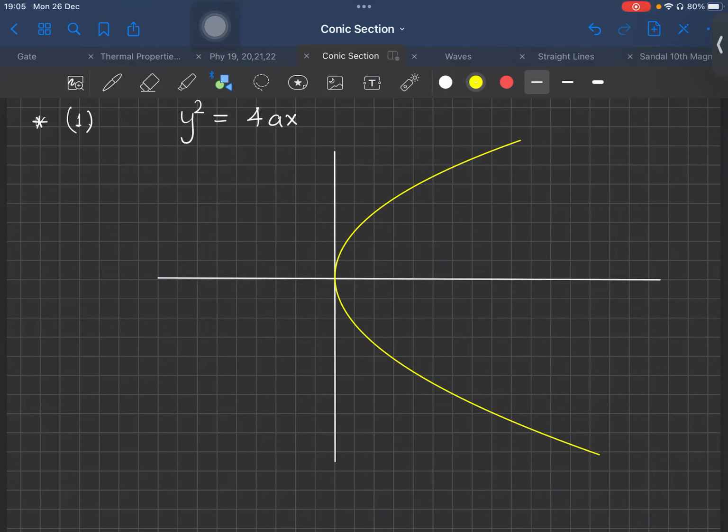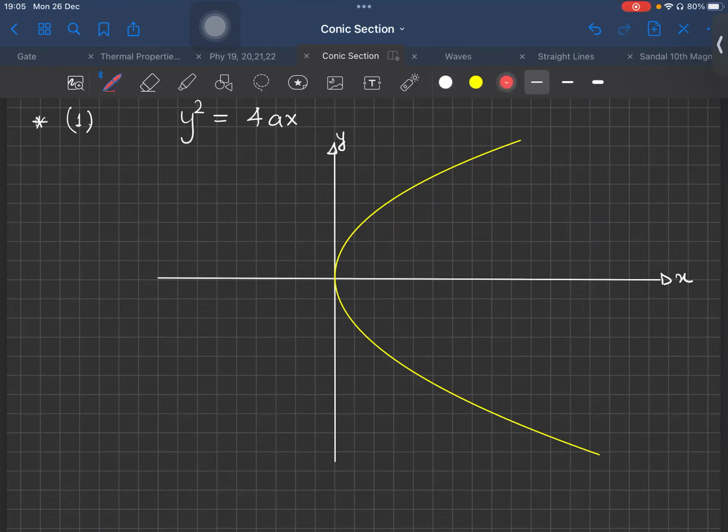Okay, so this parabola: this is the y-axis and this is the x-axis. If you just draw a simple function, y square is equal to 4ax, you will trace this path. Okay, this is y square is equal to 4ax. We don't know the value of a as of now.